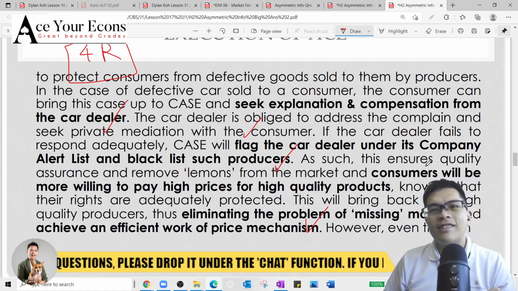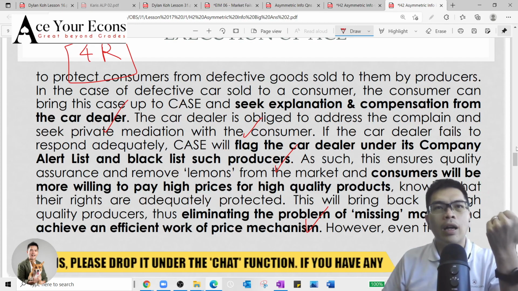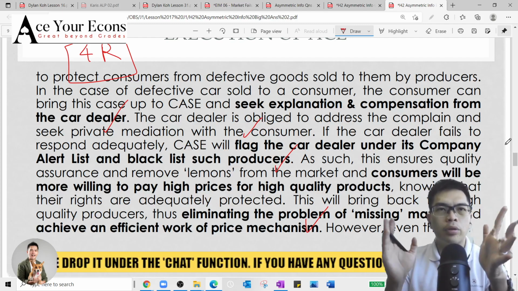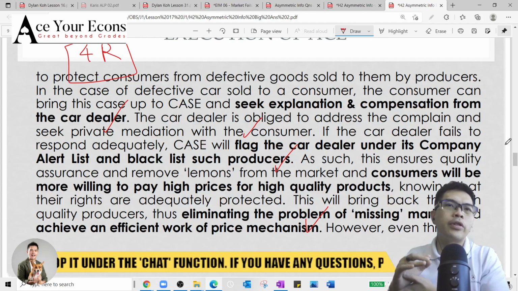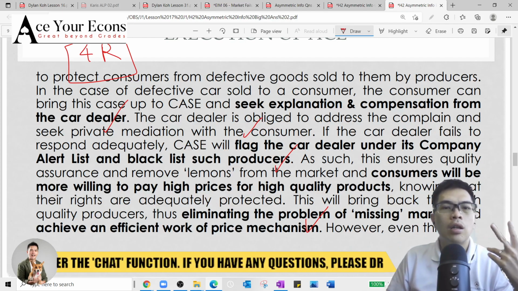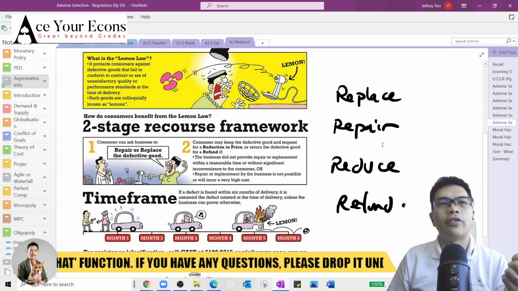If you look at the slide again, the first 2 Rs of replace and repair are the first approach. If the producer fails to do that, then the consumer can choose to either refund or replace, reduce the price or refund.